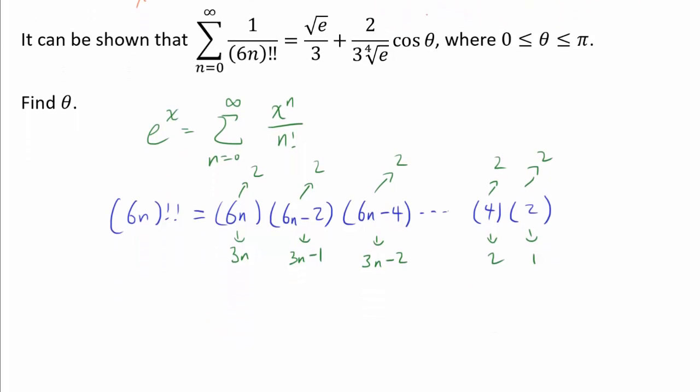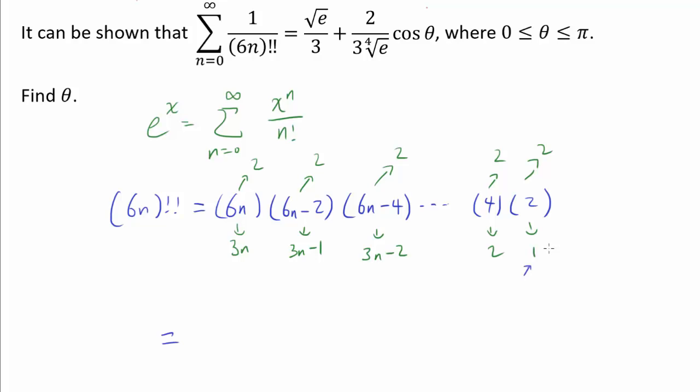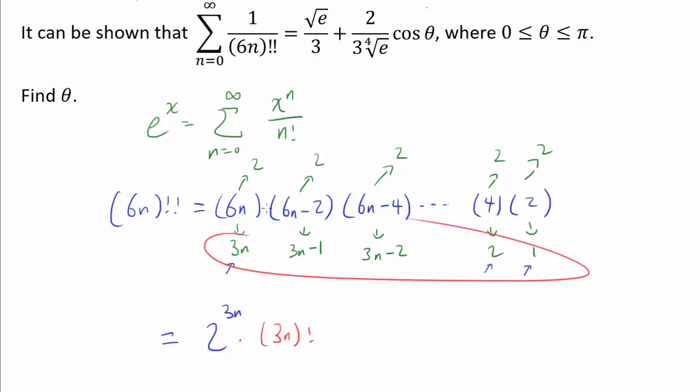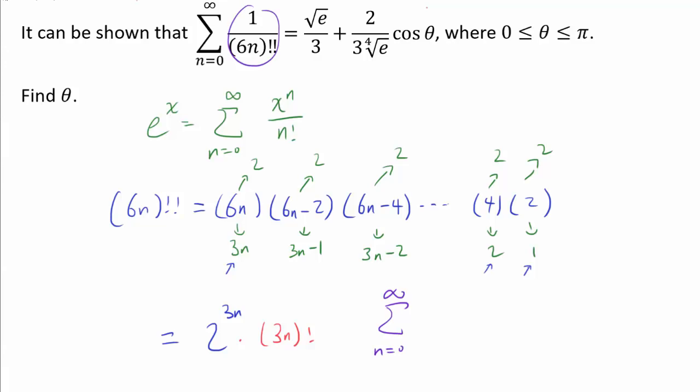But how many 2's are we taking out? Well, we start with 2 times 1, then 2 times 2, then we stretch all the way to 2 times 3n. So we are taking out 3n 2's, and what's remaining is 3n factorial. So our desired expression, the sum from n equals 0 to infinity of 1 over 6n double factorial, can be written as the sum from n equals 0 to infinity of 1 over 2 to the 3n times 3n factorial. And this looks remarkably similar to e to the x, when instead of x, we have x over 2.